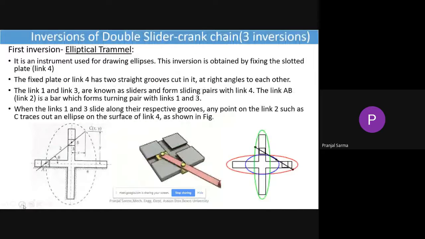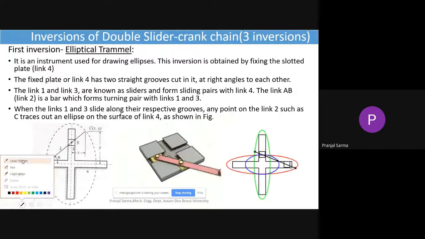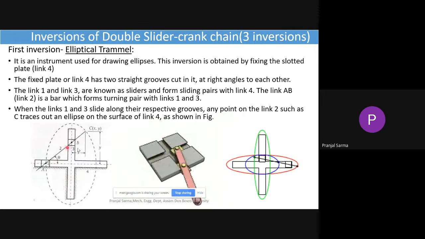here we are showing it as a configuration diagram: what the different elements are and what it looks like. The elliptical trammel is an instrument which you can use for drawing ellipses. Now, how do we get this mechanism out of the double slider crank chain?